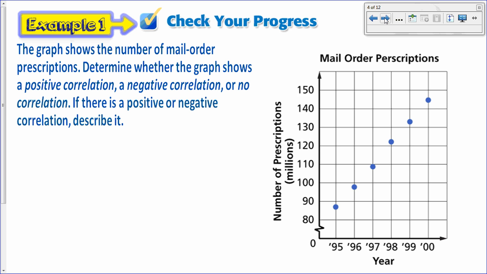You know, the graph shows the number of mail order prescriptions. Determine whether the graph shows a positive, negative, or no correlation. What is that one? That one's pretty well defined, isn't it? If you notice all my points, my dots do what? I mean, they're all going to pretty much fall on that line. Okay? So as the years increase, what's happening? Yeah, the number of prescriptions are being made or sold, okay? Pretty easy stuff.